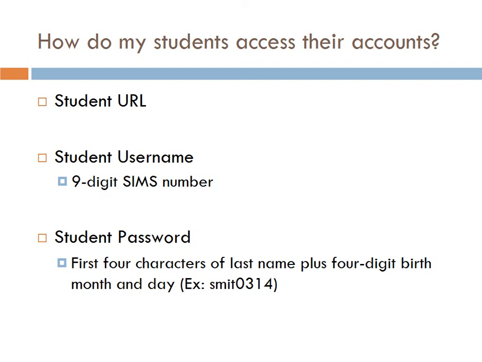How do your students access their accounts? So you'll have to give them the student URLs, maybe have it on a website or on their homepage or something like that. Their username, remember, is just their 9-digit SIMS number, the state number. Student password is the first 4 characters of the last name plus 4-digit birth month and day.